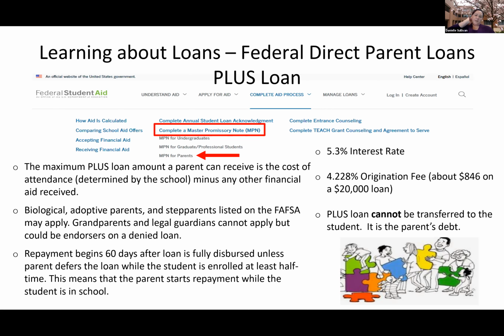Interest rates are a little lower this year than last year at 5.3%. And there is also an origination fee with this at 4% that just comes off the top of the loan for the fee. And this is a fun one.